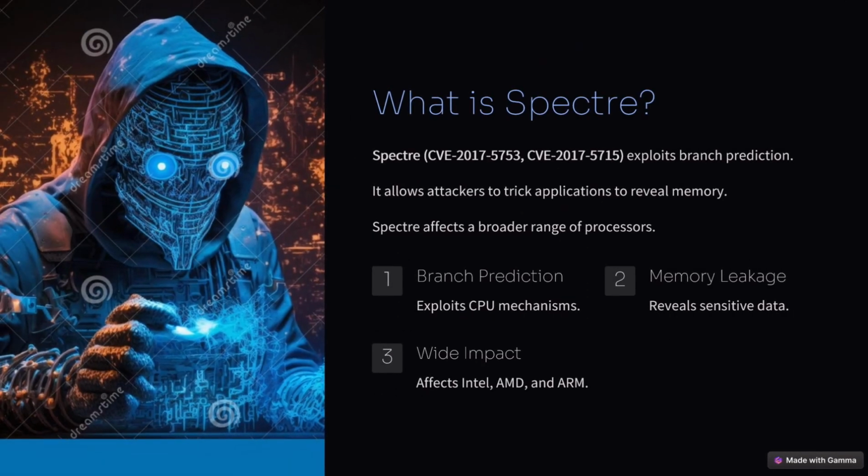So now let's understand what Spectre is. Spectre is associated with the CVE numbers given in the slide, and it manipulates a CPU's branch prediction mechanisms. This allows attackers to trick programs into revealing data that should remain hidden. Unlike Meltdown, Spectre affects a wider range of processors, including those from Intel, AMD, and ARM. Its broad impact makes it more challenging to mitigate.